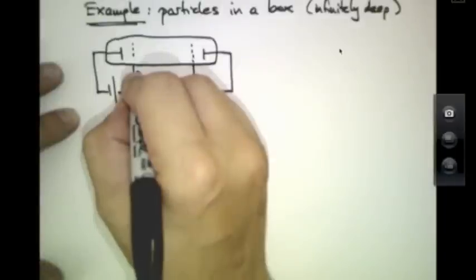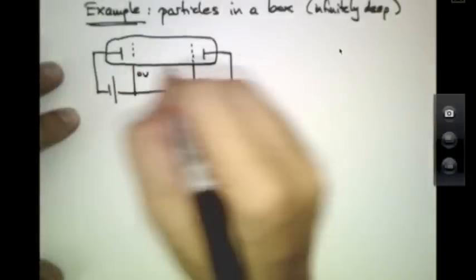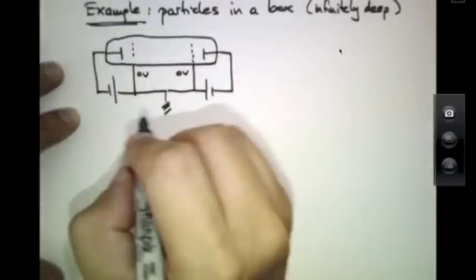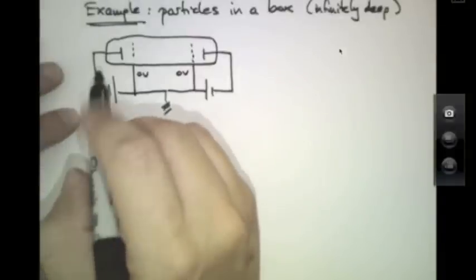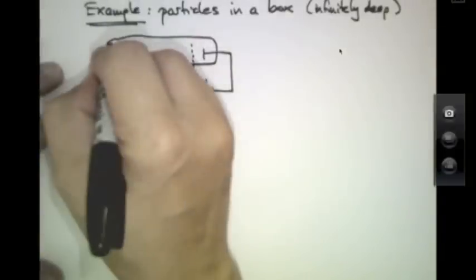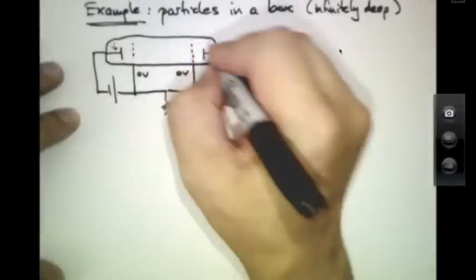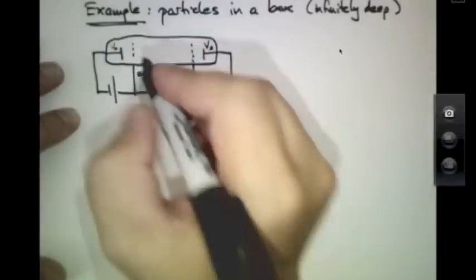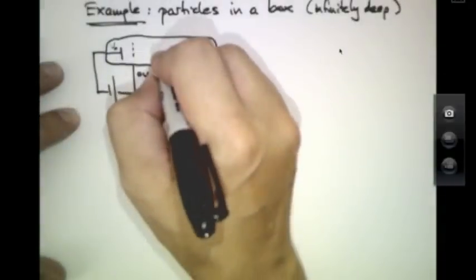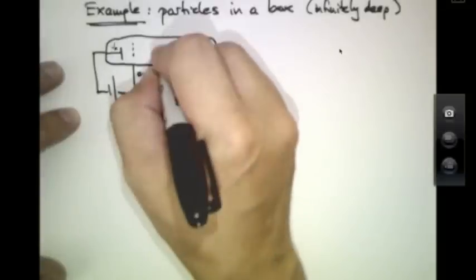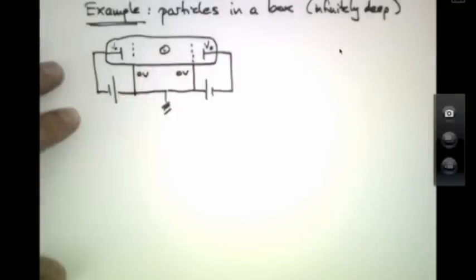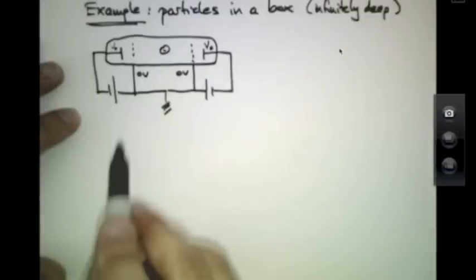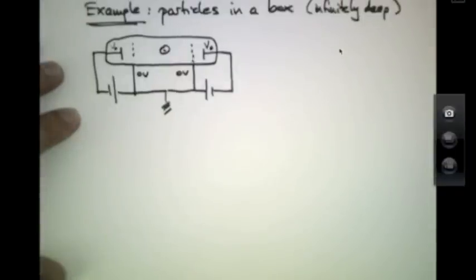So this might be at 0 volts, and this would be at 0 volts, but this would be at some voltage, and this would be at some voltage. And now I have a particle that's trapped. Let's say it's a negatively charged particle to kind of match the way I've set my voltage sources up here.